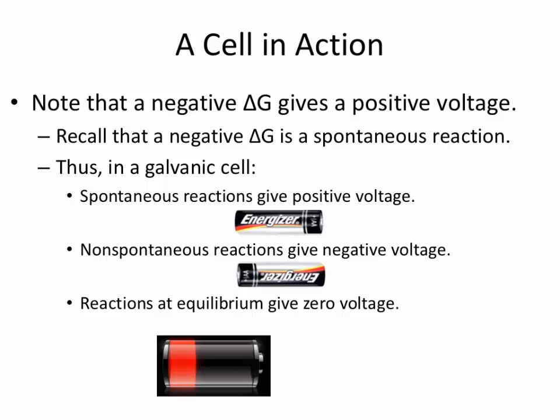And then reactions at equilibrium will give us a 0 voltage. Because remember, if we have a reaction at equilibrium, our delta G is equal to 0. And that means that our voltage would then be equal to 0. And that means that we have a dead battery. We need to either charge it again, if it's a rechargeable battery, or we need to throw it away and replace it with a new one if it's an alkaline battery.